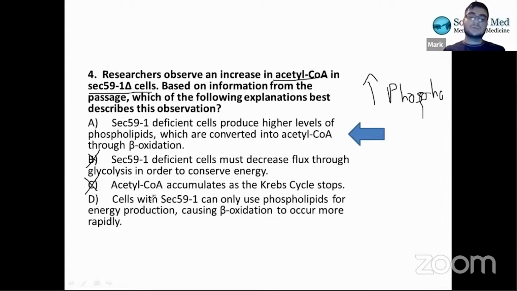And D, cells with Sec59 can only use phospholipids for energy production, causing beta oxidation to occur more rapidly. This one doesn't really make sense at all. Most cells don't only rely on phospholipids for energy production. A lot of them rely on glucose. So that's the first thing that's wrong. But just pretend that they were; even then, that wouldn't explain why getting rid of Sec59 and increasing the amount of phospholipids would cause beta oxidation to increase. It doesn't really make sense, right?